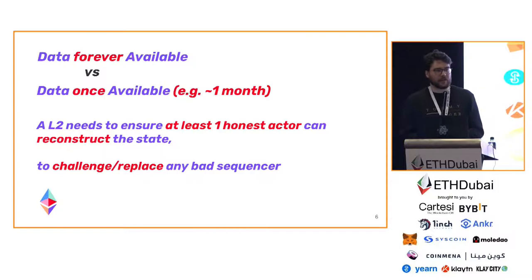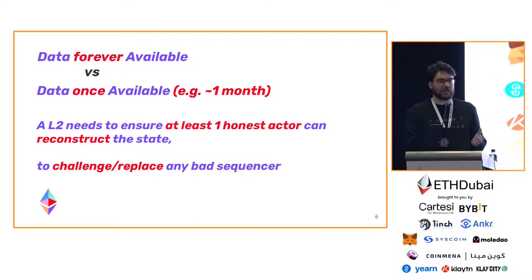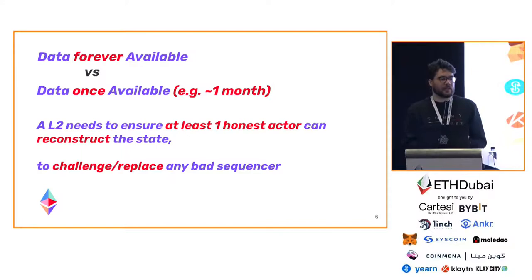So there are two kinds of data availability. There's the type of data availability where everything is available forever. This is the kind of naive solution that we have today in Ethereum, that we have today in Bitcoin, that everyone knows. And then there's the data that's once available. This is a lesser data availability, but it's good enough for layer 2. Because if you think about layer 2, what you really need is the assumption that at least one honest actor can reproduce the state to challenge whoever is progressing the state.